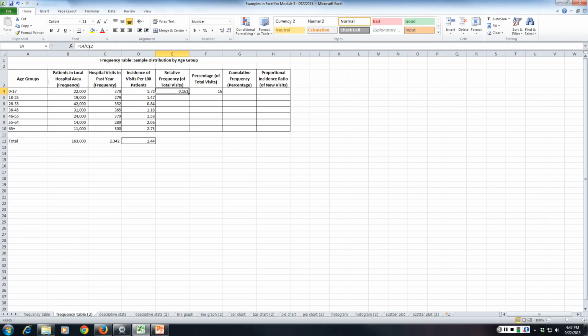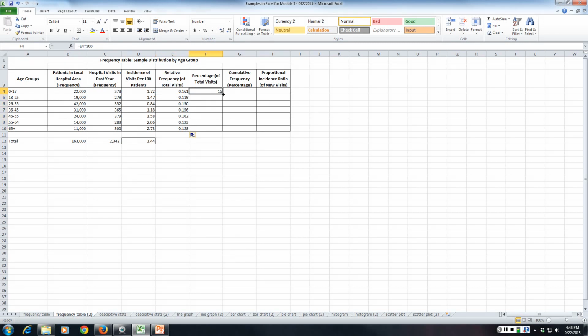So one way of telling Excel that you don't want to change the denominator when you copy the formula is by putting these little dollar signs in front of the cell reference. A cell is referred to by the column name, which are the letters, and the row name, which are the numbers. In this case, we want to fix the row. So we put the little dollar sign in front of the 12 there, and then we can just drag this down and copy it, and we get the relative frequency of total visits across these age categories.